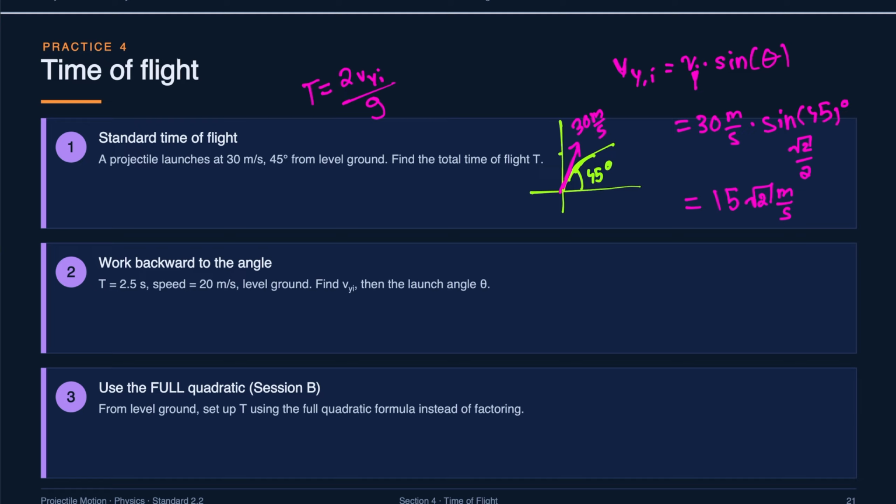Okay? Now, time of flight is 2 times this. So 30 root 2 meters per second divided by g, 9.81 meters per second squared. So if you plug this in, you're going to get around 4.32 seconds. Pretty neat, right?